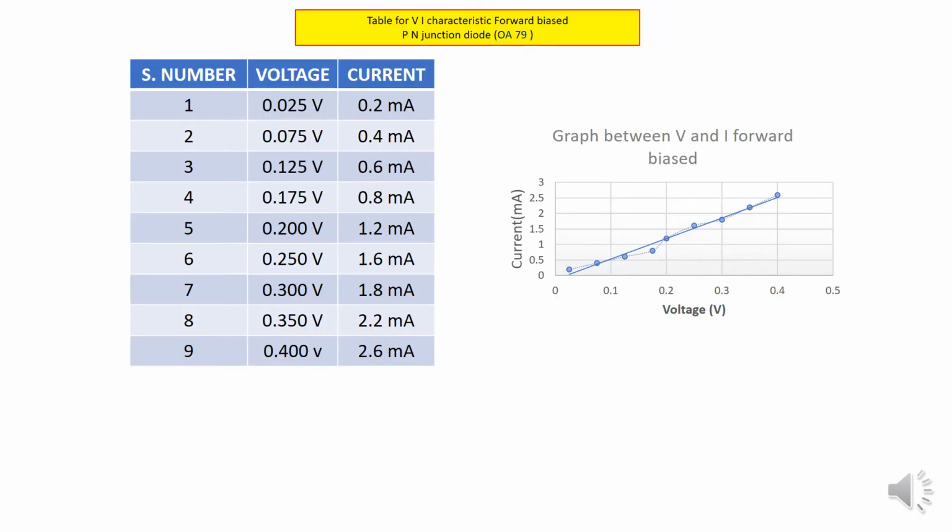This is the table for the VI characteristics. This is voltage and this is current, and the graph is drawn between voltage and current. You can see it is almost a straight line. It is in this way that the voltage and current will vary for this particular type of diode.